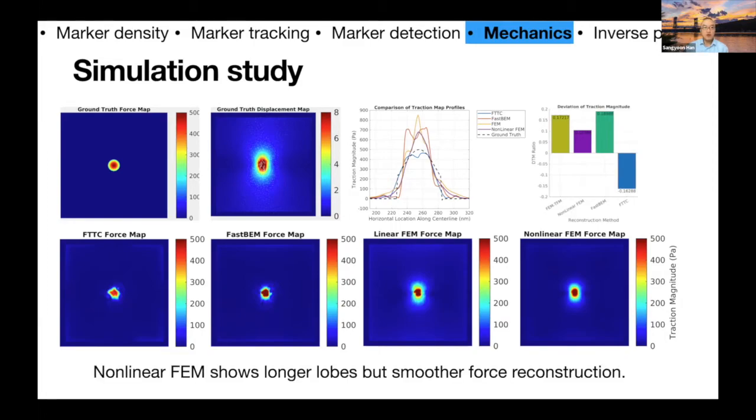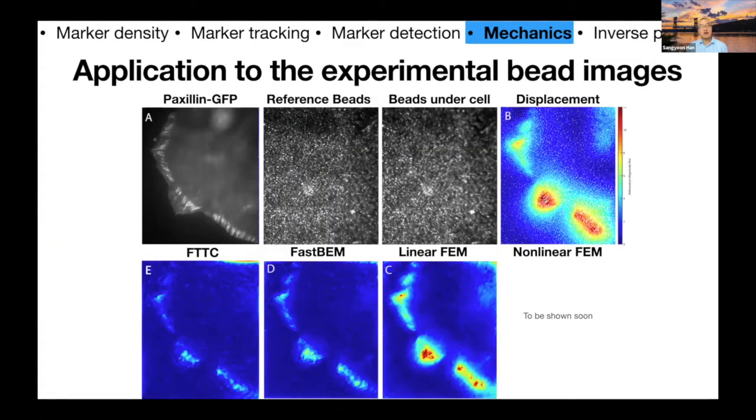So we try to apply this to the experimental bead images, and it was very hot and fresh, so we couldn't get the entire solution. But we showed that FTTC, FastBEM, and linear FEM showed comparable force maps from the experimental bead images here. Nonlinear FEM is being solved right now, so I cannot show you, but yeah.